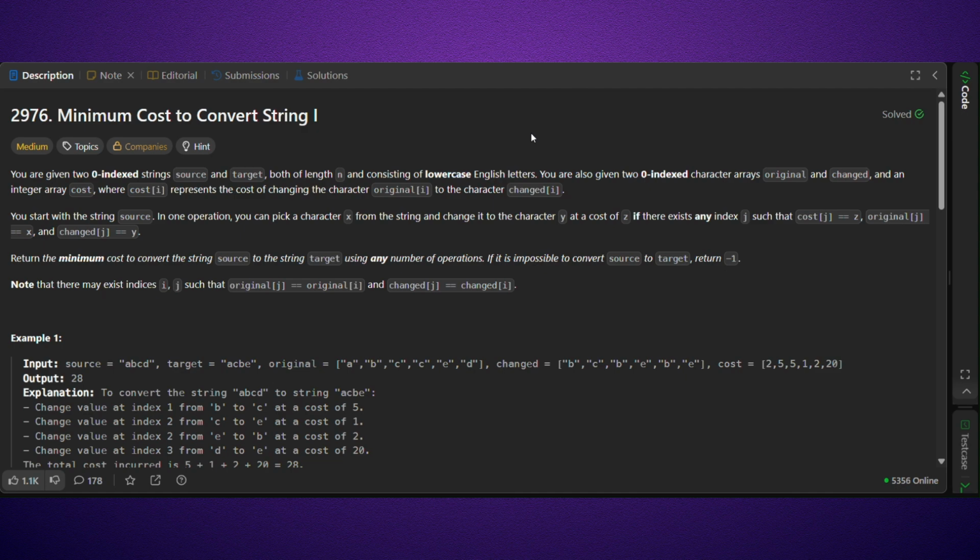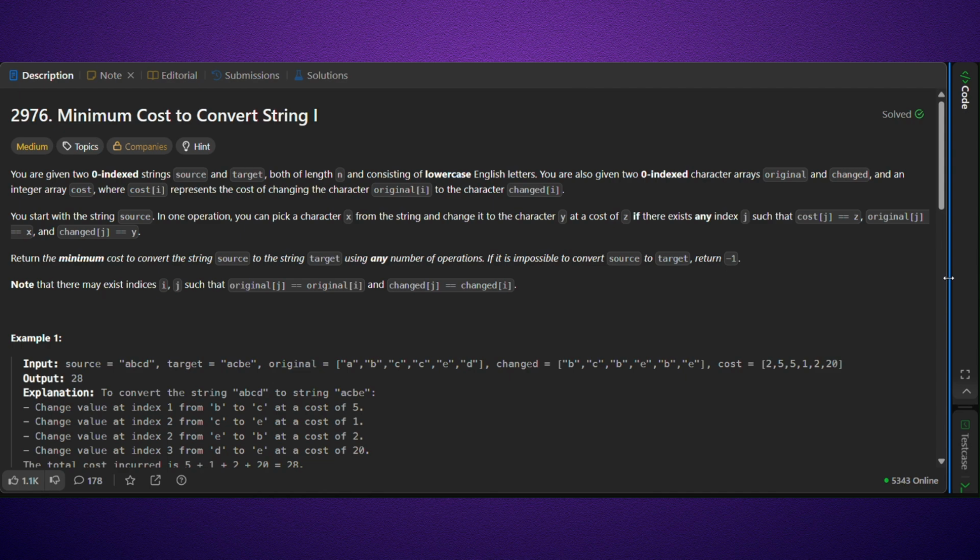Step 2: all pairs shortest path. Because there are only 26 nodes, we want the minimum cost between any pair of characters. Use Floyd Warshall. Time complexity is trivial: 26 cubed equals 17,576 operations. Step 3: compute the final answer. For each index i, convert source[i] to target[i], and add the precomputed shortest cost. If unreachable, return -1.